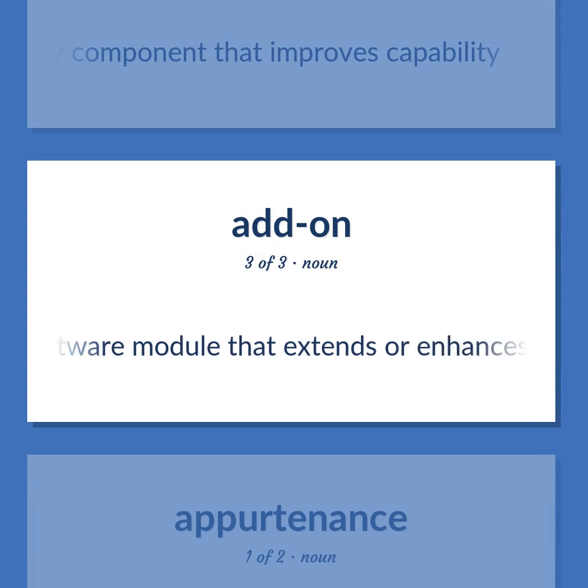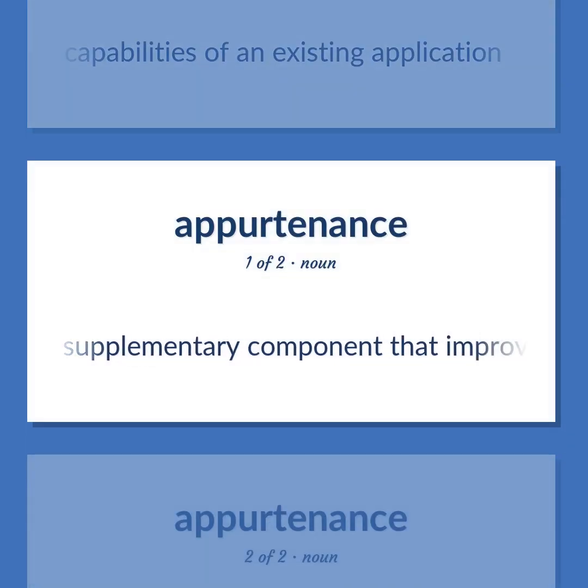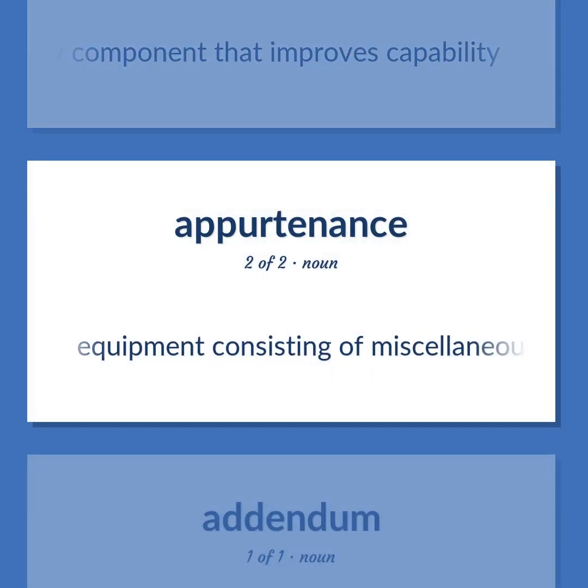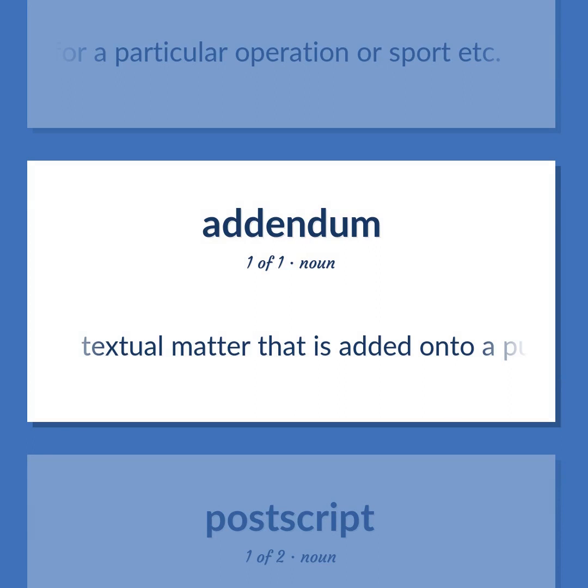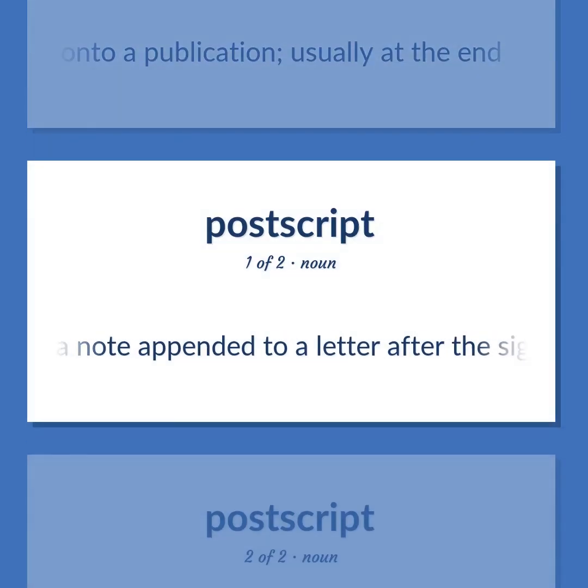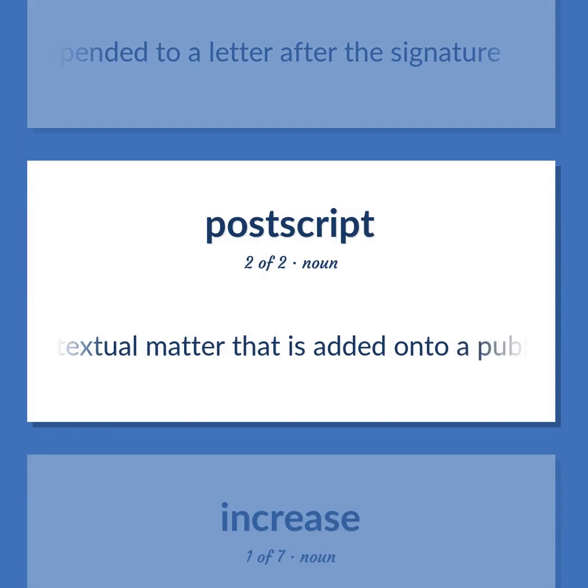A software module that extends or enhances the capabilities of an existing application. A supplementary component that improves capability. Equipment consisting of miscellaneous articles needed for a particular operation or sport, etc. Textual matter that is added onto a publication, usually at the end. A note appended to a letter after the signature. Textual matter that is added onto a publication, usually at the end.